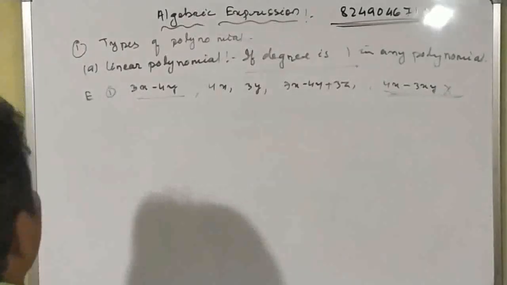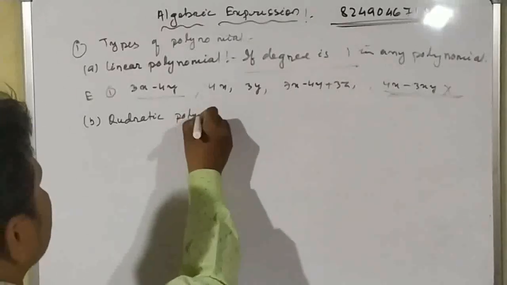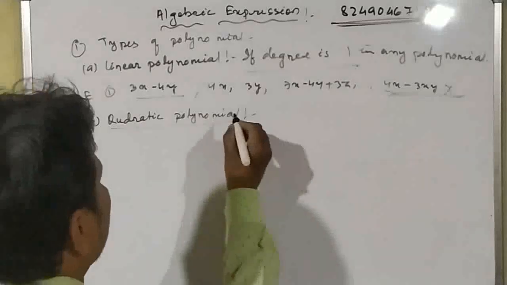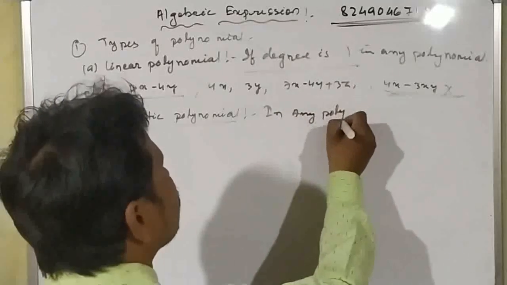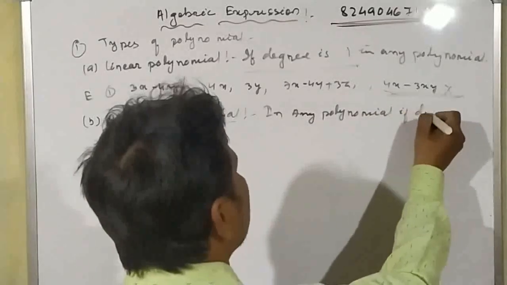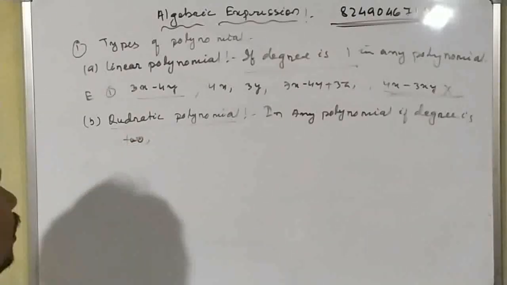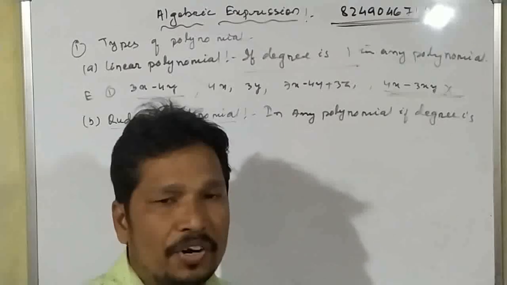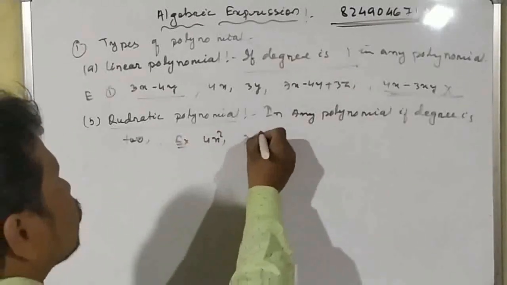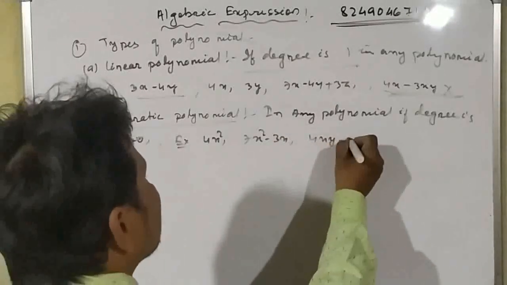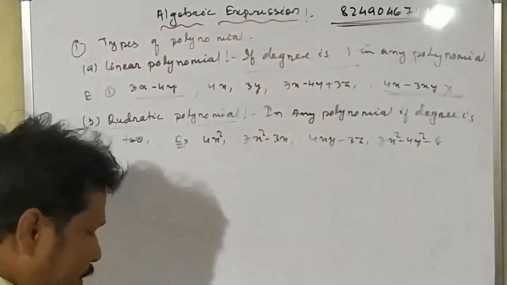Okay student? Now the second type is B, quadratic polynomial. So what is the meaning of quadratic polynomial? In any polynomial, if the degree is 2, then we can say that polynomial is known as a quadratic polynomial. For example, I will write here 4x square, 7x square minus 3x, 4xy minus 3z, 7x square minus 4y square minus 8. So these are known as quadratic polynomials.